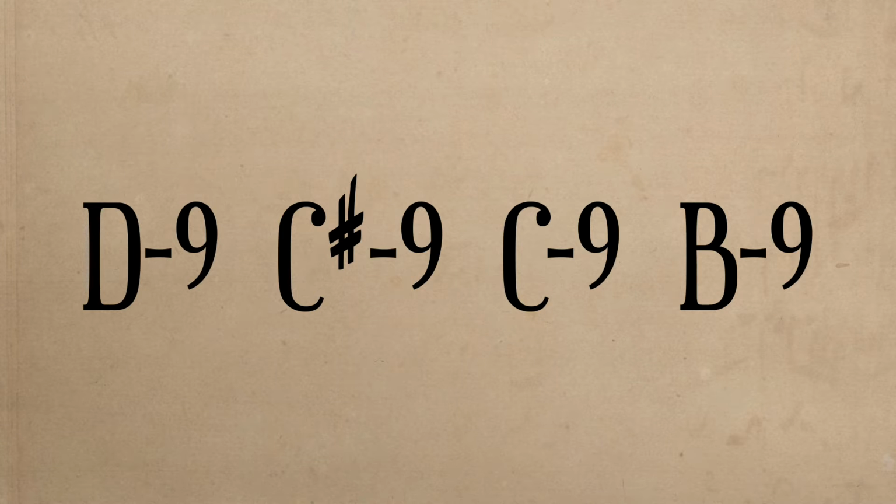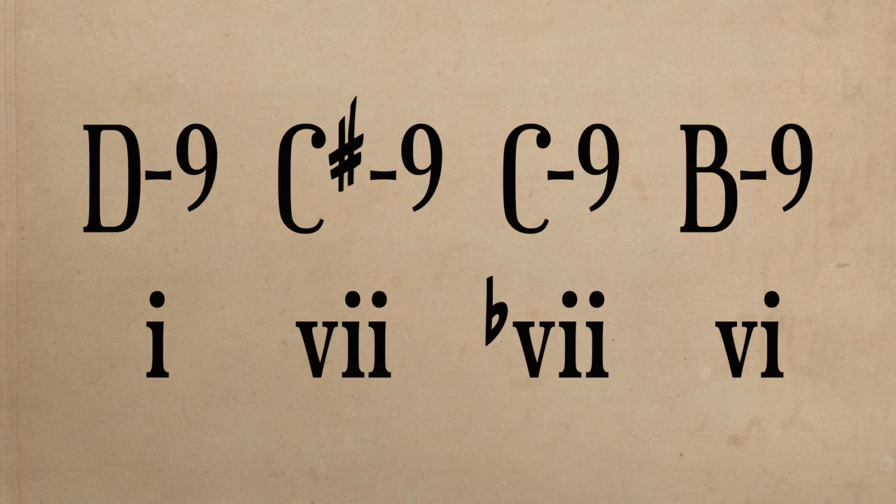As you might have noticed, all of these chords are of the same quality and are a semitone apart from one another, meaning we have quite a chromatic set of chords on our hands. If we add Roman numerals, we have the minor 1, 7, flat 7, and 6. But this doesn't really provide us any more insight than the chord symbols do regarding function or purpose.